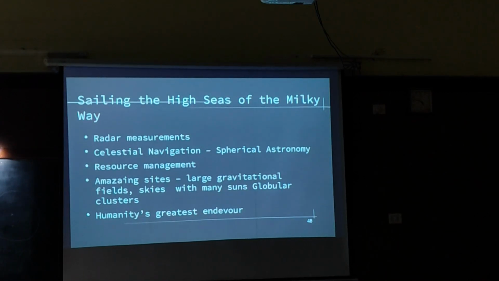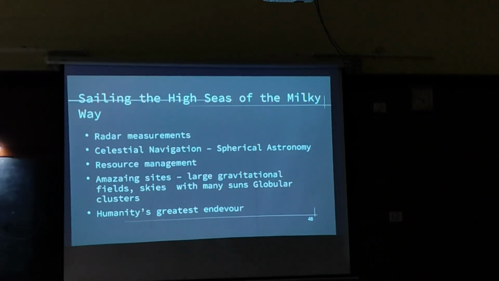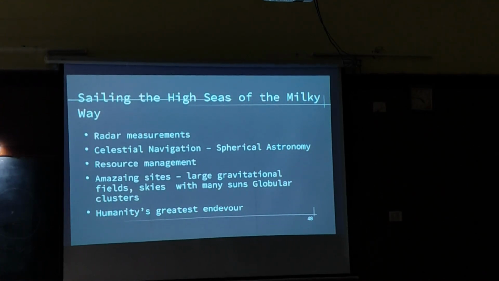navigate, use all the knowledge from Kepler to the Stardust, a lot of stuff. We will find planets which are resourceful, and it will be humanity's greatest thing. So if we can do that someday, it will be an amazing sight.